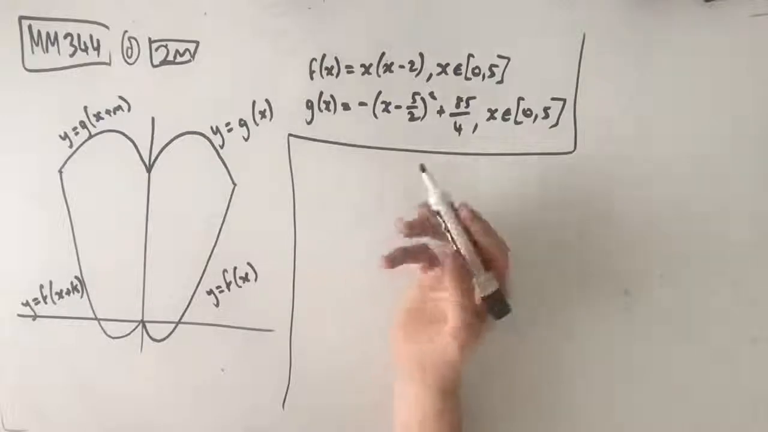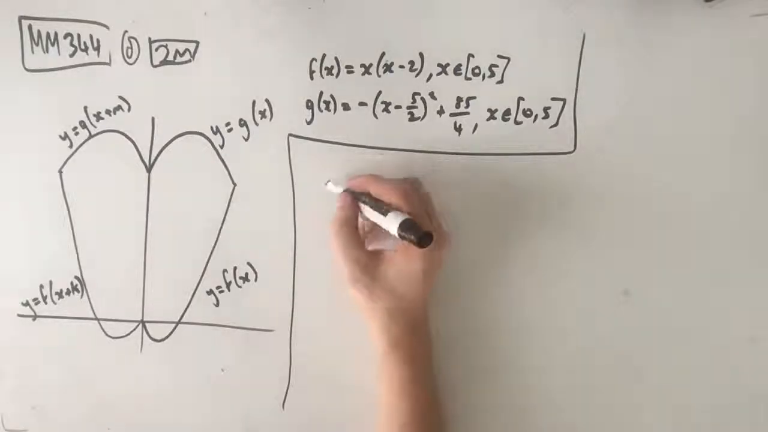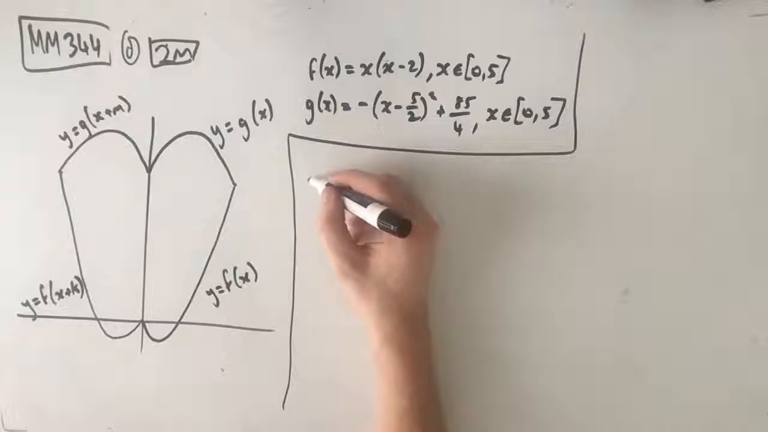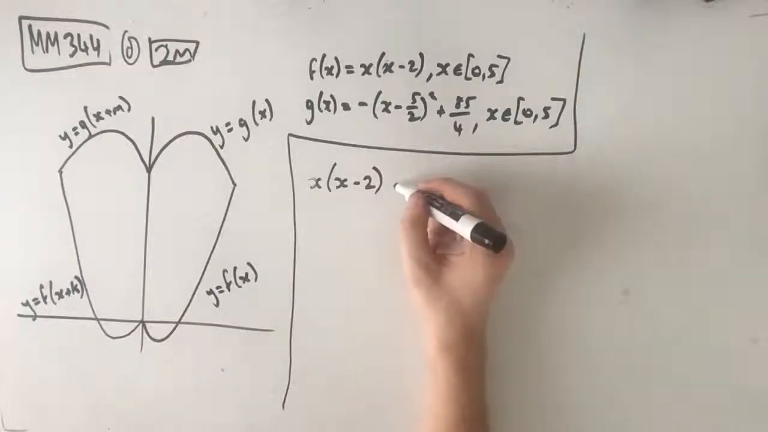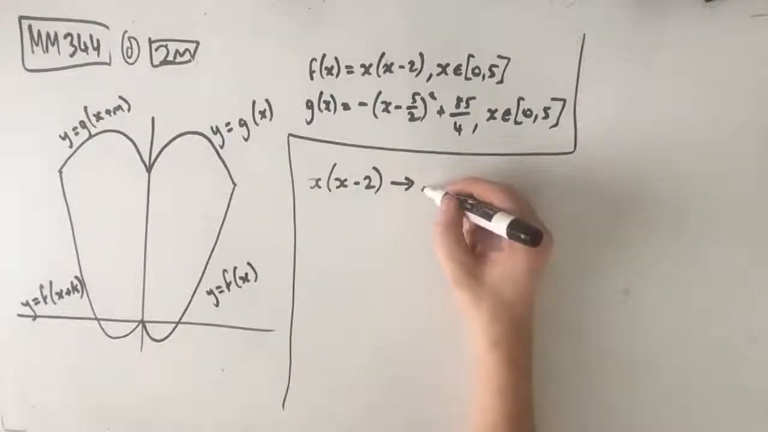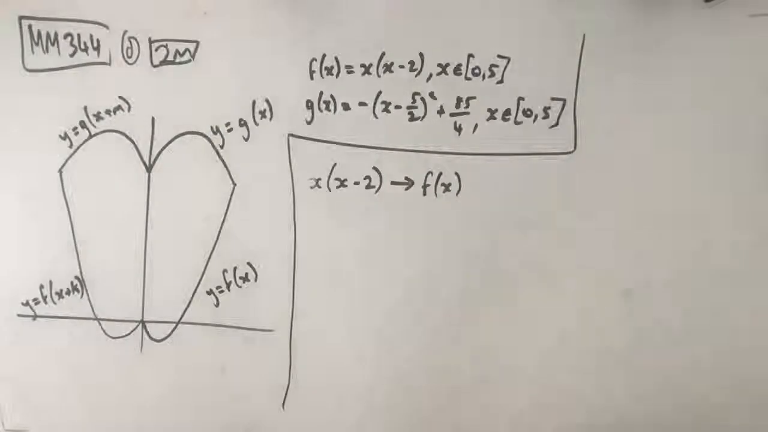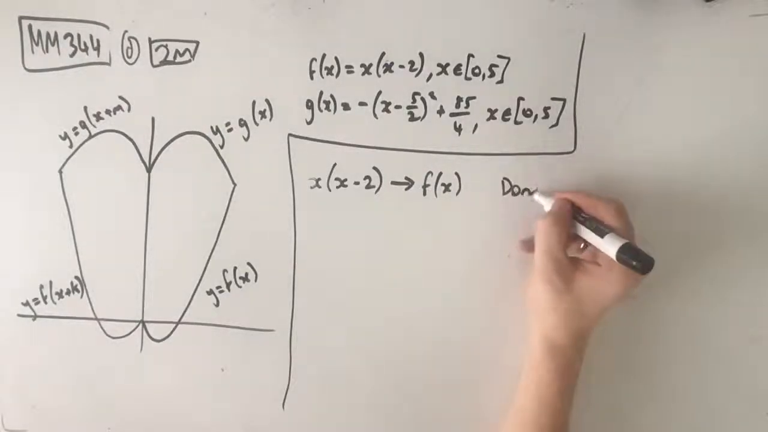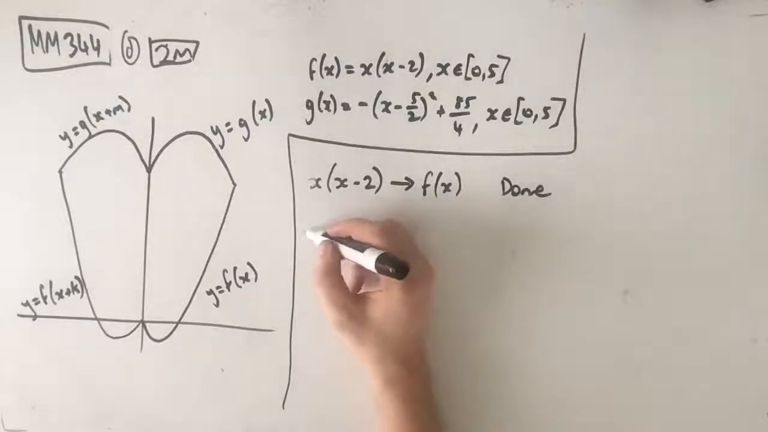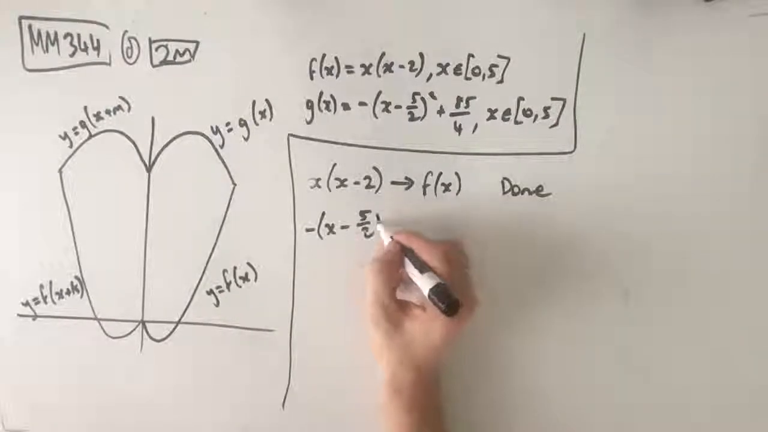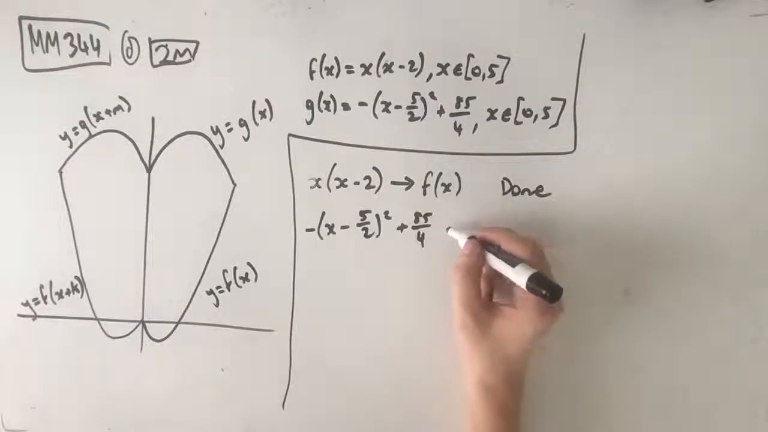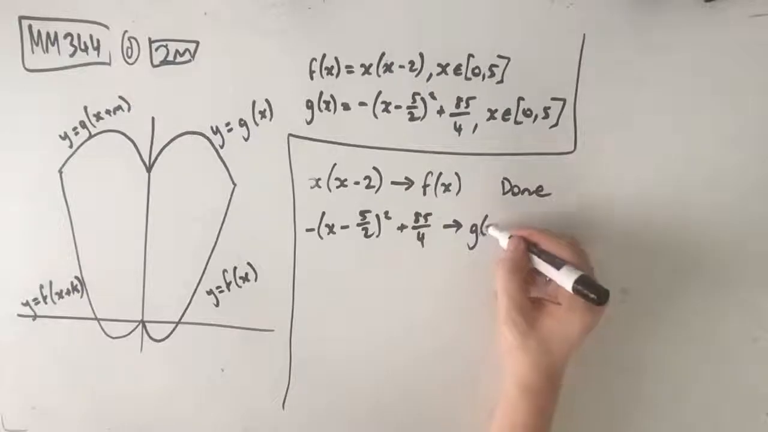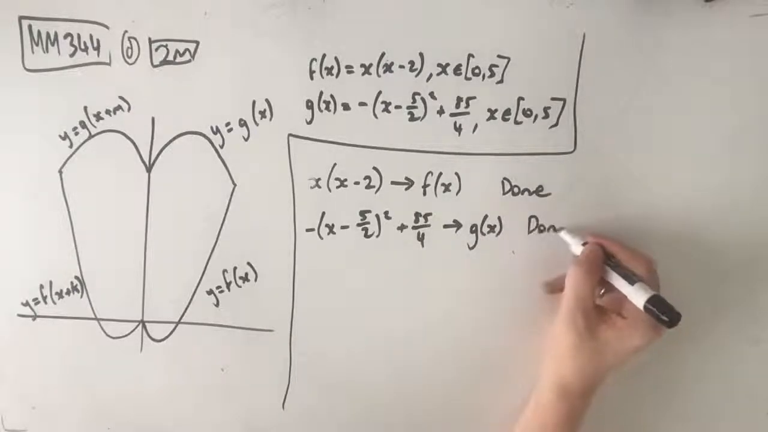Sweet. So what I would do in this situation is define the functions. What you would actually write in the CAS is x minus 2, and then you would click ctrl var, which gives you that store arrow, f of x, okay? And then just click enter, and it should say done when you do that. Then I would write negative (x minus 5 over 2) squared plus 85 over 4, ctrl var, which gives you the store arrow, g of x, and then click enter, and it should say done.